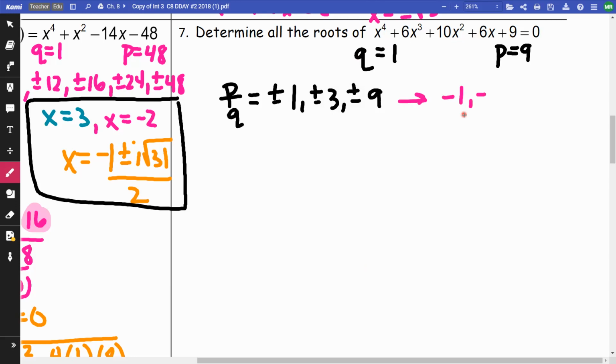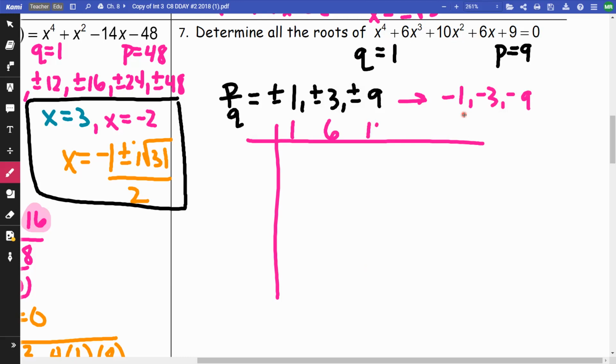So I'm only going to do -1, -3, -9, because when I have my synthetic division here with a 1 and a 6 and a 10 and a 6 and a 9, and if I was trying 1 or 3 or 9, I'm going to keep on getting bigger and bigger. Nothing's going to cancel out. So I need a negative. So I'm going to do -1. 1 times -1 is -1. I add it, I get a 5. 5 times -1 is a -5. I add it, I get a 5. 5 times -1 is a -5. I add it, I get a 1. 1 times -1, I add and I get an 8.